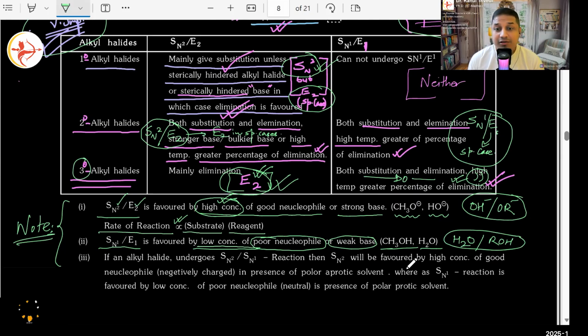Last point, but very important. Please see this. If an alkyl halide undergoes either SN2 or SN1 reaction, then SN2 will be favored by high concentration of good nucleophile, which is negatively charged, in the presence of polar aprotic solvent.